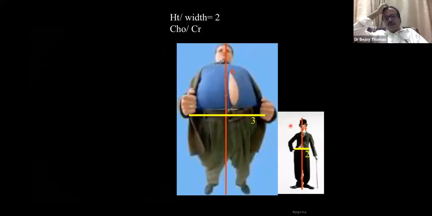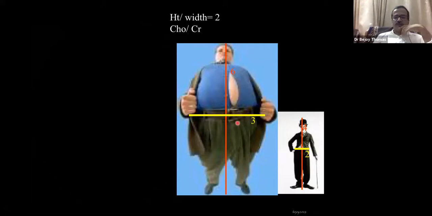So why I don't believe in the choline creatine ratio is that it's actually a ratio, just like fractional anisotropy. A lot of people believe fractional anisotropy is an absolute truth. It is not. It's actually a ratio of Q and L. So whenever there is a ratio, it depends on the numerator and the denominator. You look at this man, who is very fat and also tall. The height is 6 feet and his width is 3 feet. Compare him to another small fellow who is 4 feet high and 2 feet wide.